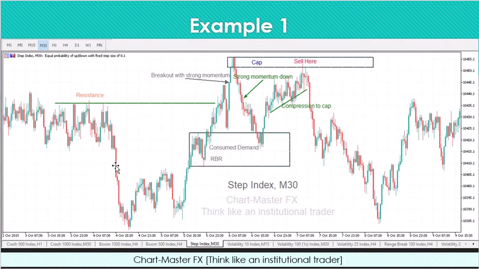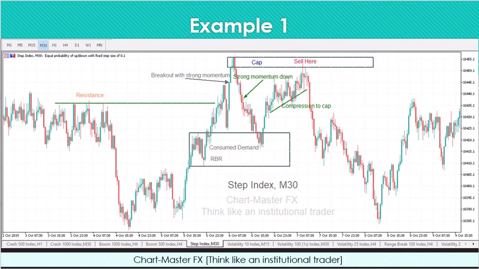So example number 1, guys, we are on step index M30. As you have seen before, I actually trade volatility indices and boom and crash and range breaker. So that's why you see always that I'm biased on those indices. So guys, it does not necessarily mean that this setup only applies on indices. You can apply it in any commodity of your choice. If you trade currency pairs, you can apply it. It actually applies there.